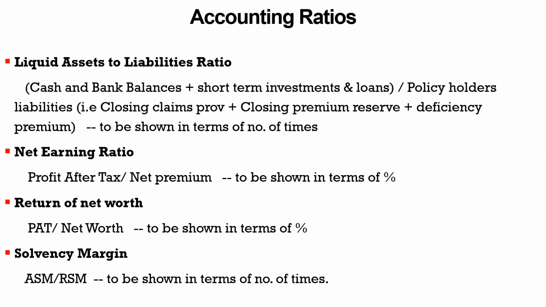Solvency margin. Solvency margin is available solvency margin divided by required solvency margin. In short, we say ASM divided by RSM. ASM means available solvency margin. RSM means required solvency margin.